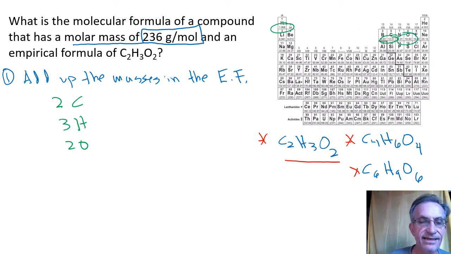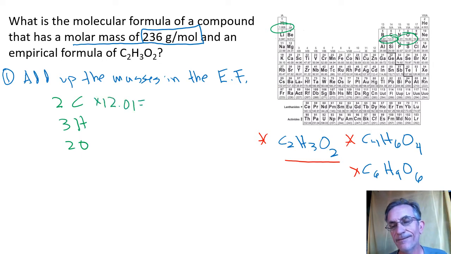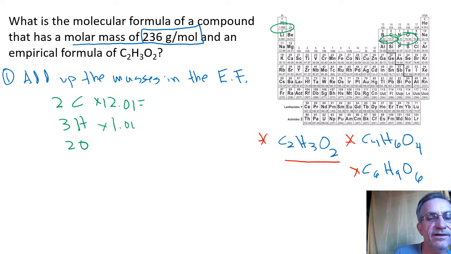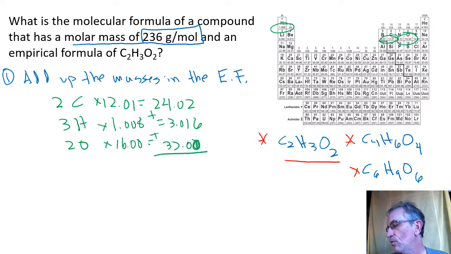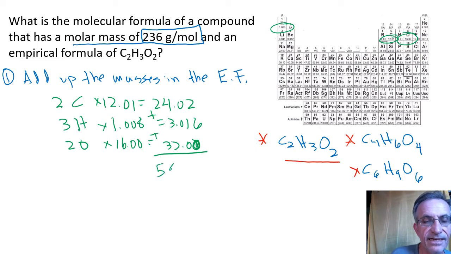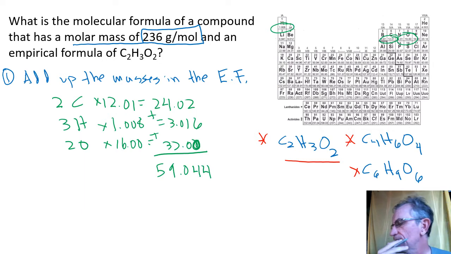So if you add that up, this is what you're going to come up with. I'm just adding up the atoms in the empirical formula. Let's go ahead and do it and see what we come up with. So you get 24.02, you get 3.06 from the hydrogens, and 32 from the oxygens. The grand total when you add them together, you should get 59.044. Does that look right?